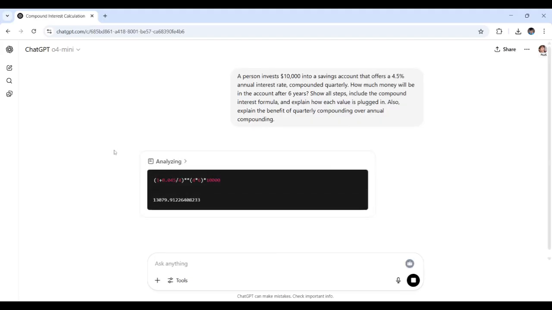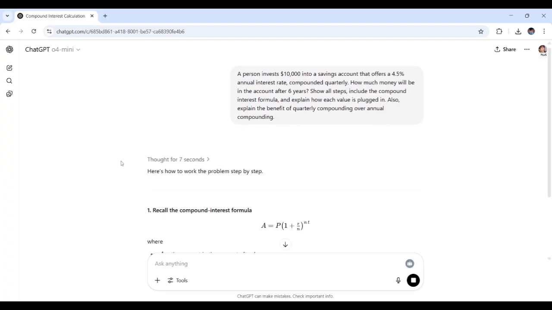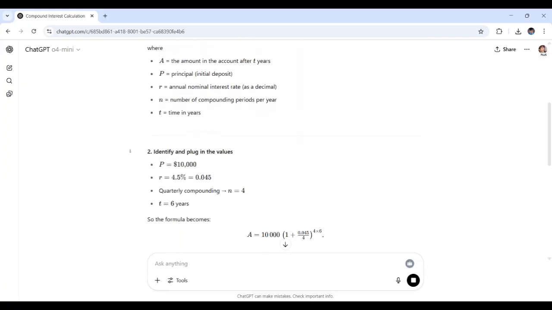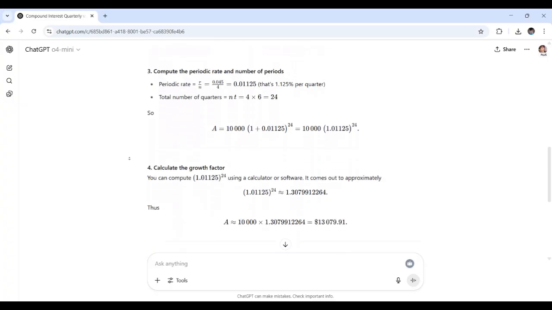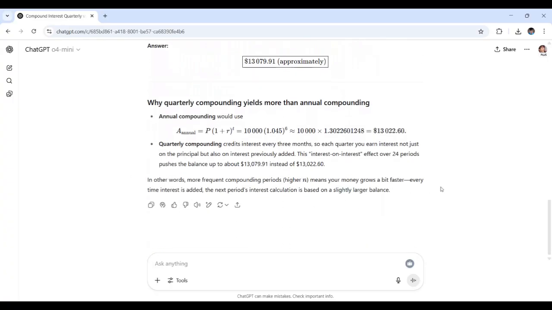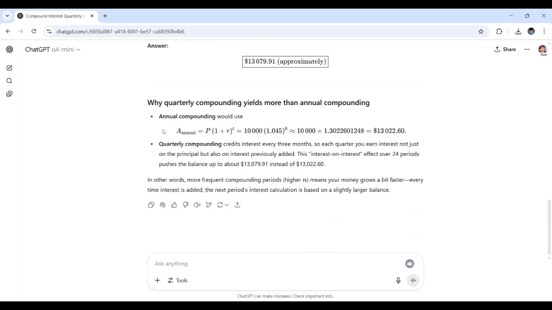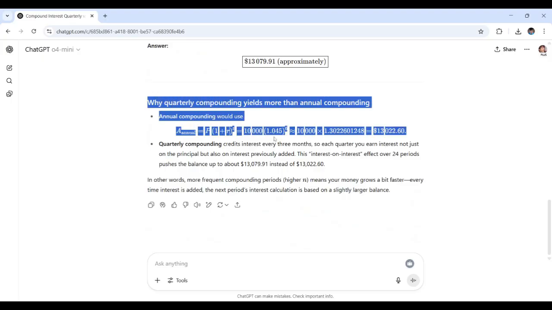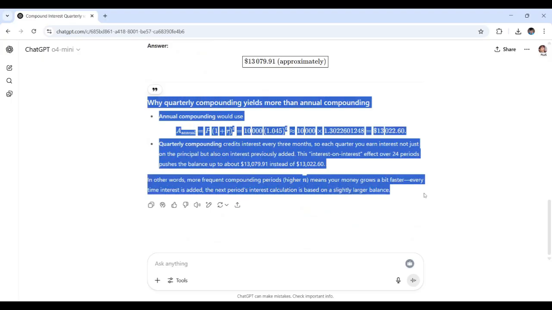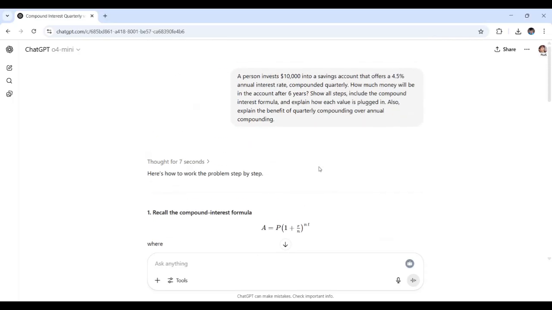O4 Mini is currently thinking. There we go. It's analyzing code. Here it is. Here's the explanation. Within just seconds, here it is: step by step, and why quarterly compounding yields more than annual compounding. It's more detailed on how to work the problem step by step.